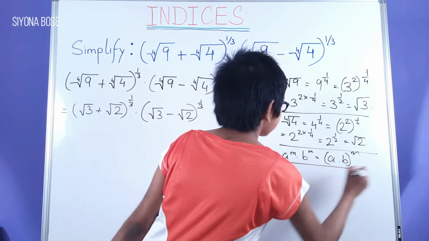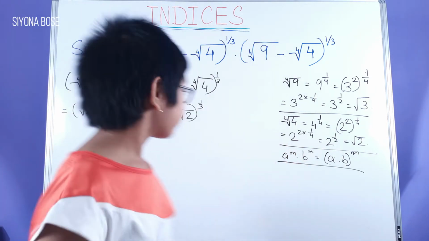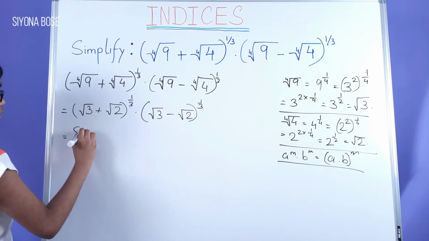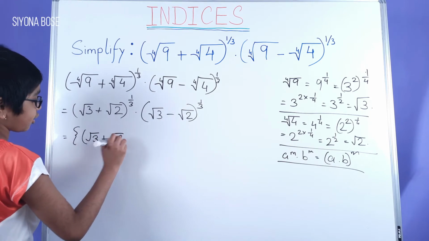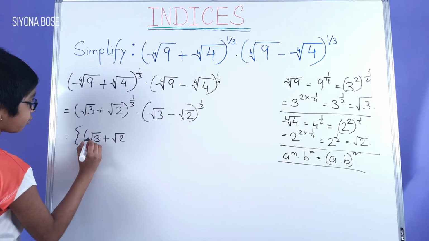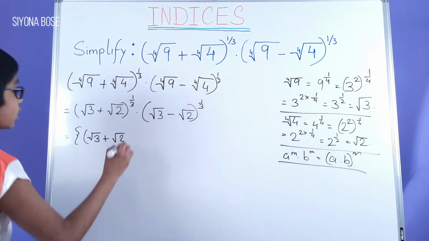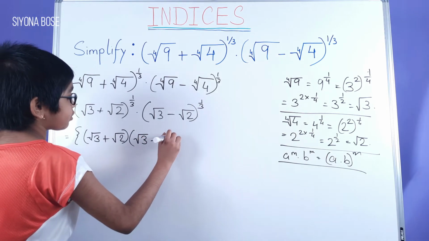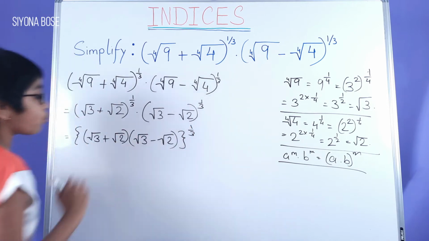So we can write this one, where m is actually 1 by 3, as root over 3 plus root over 2. I'm sorry, here we have to write this: root over 3 plus root over 2 whole into root over 3 minus root over 2 whole, to the power of 1 by 3.